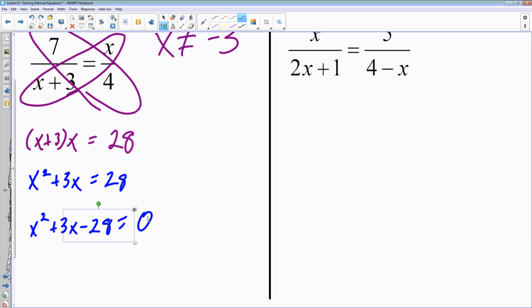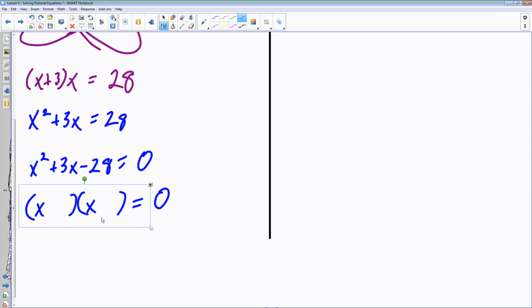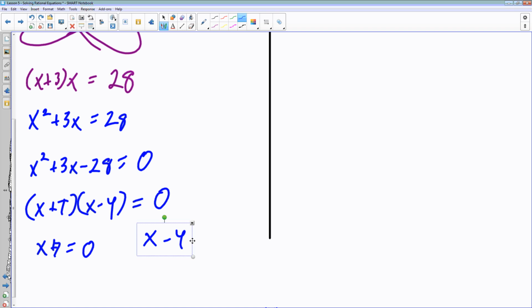Okay, and then let's factor this, if it will factor, and I believe it will. So factors of -28 that add up to +3, that's going to be +7 and -4. So then we are going to take both of those factors and set them equal to 0. So x plus 7 equals 0, x minus 4 equals 0.